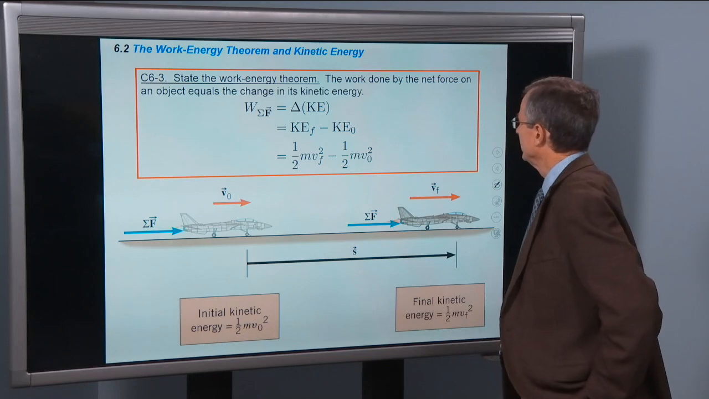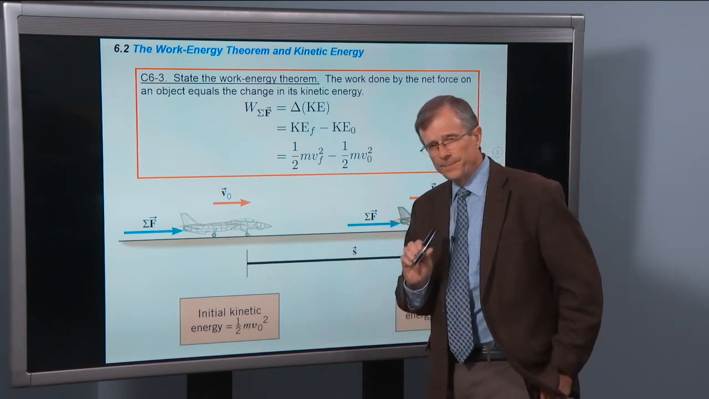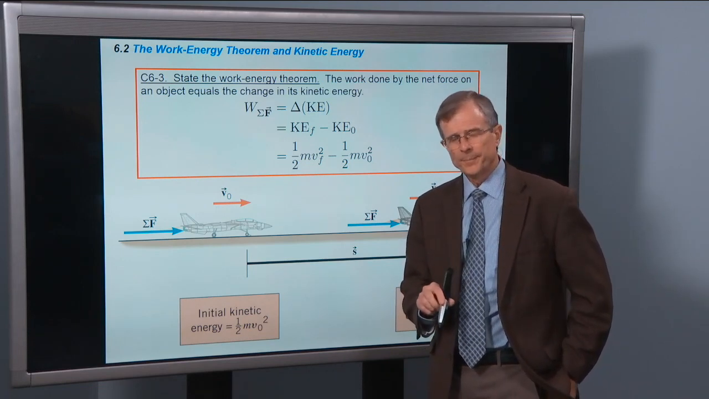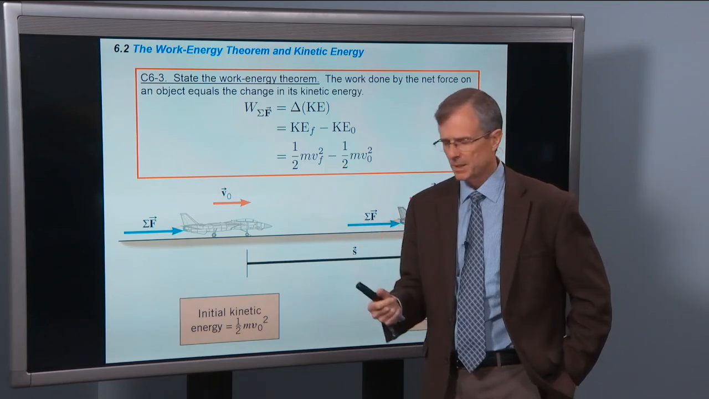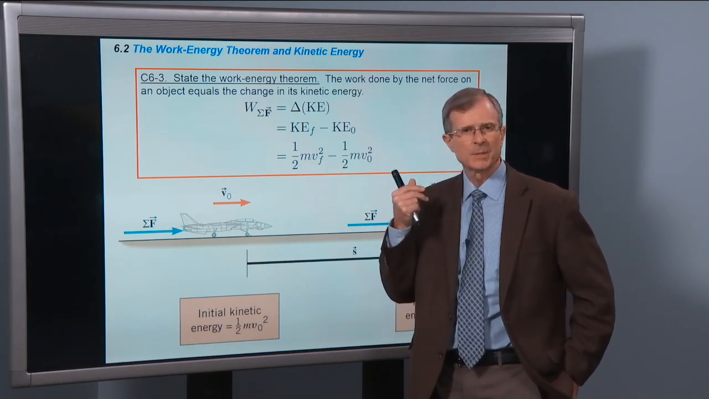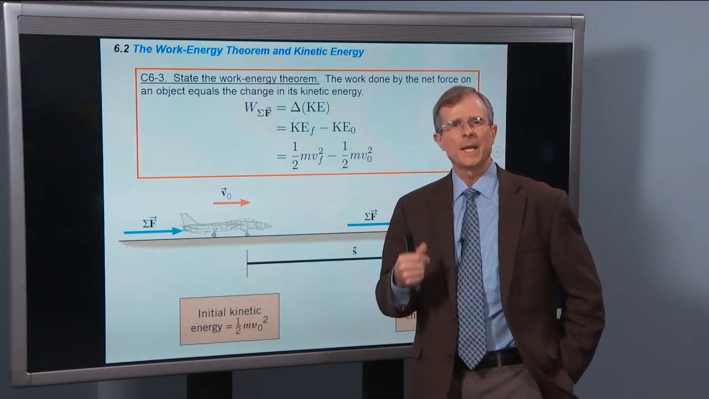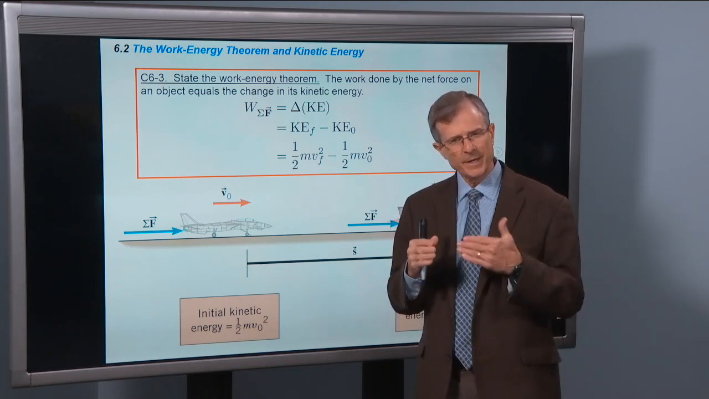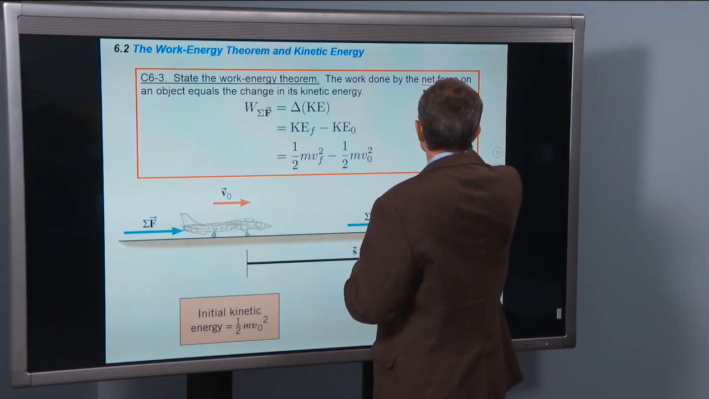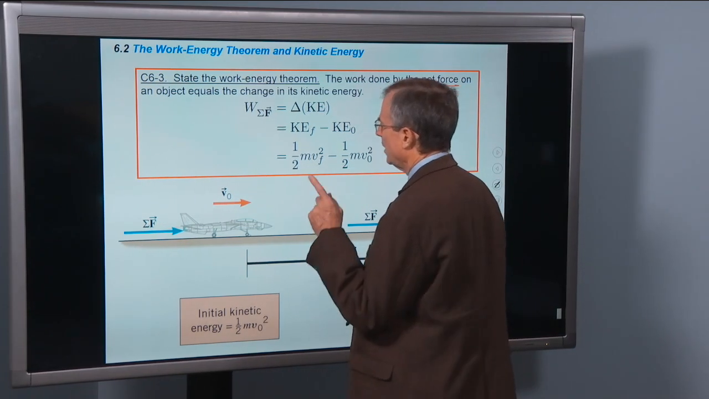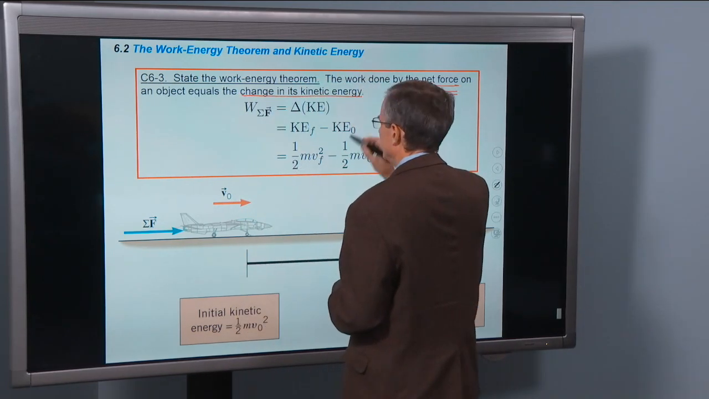The work done by the net force. So this is a very important work. It's not the work done by friction. It's not the work done by gravity. It's not the work done by the normal force. It's not the work done by tension. It's the work done by the net force. And what's the net force? The net force is the vector sum of all the forces. So the work done by the net force on an object equals the change in its kinetic energy.